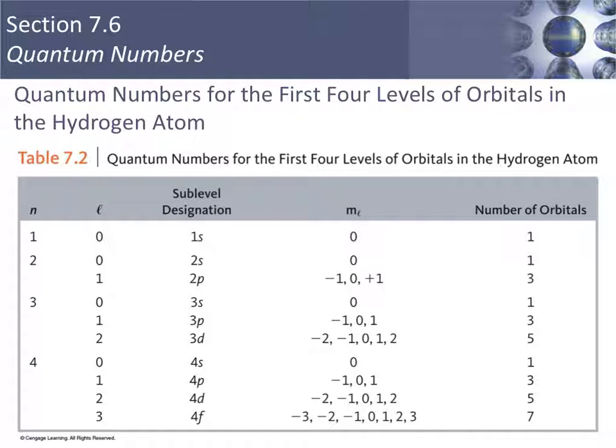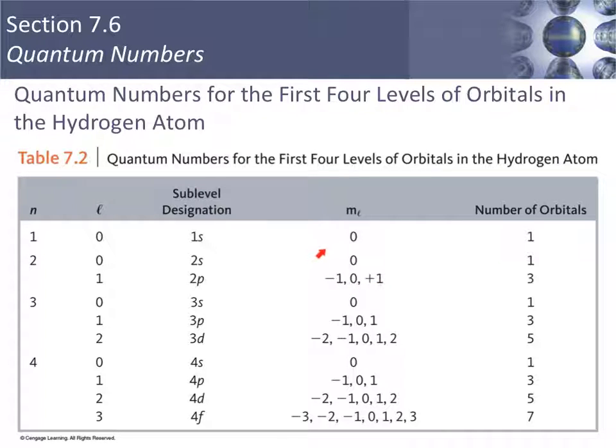This column indicates the corresponding way of describing these with electron configurations. So 0, for example, corresponds to S, and 1 corresponds to P, and 2 corresponds to D, and 3 corresponds to F. Then the magnetic quantum number M is related to quantum number L. So M can have values that go from minus L through 0 to plus L.